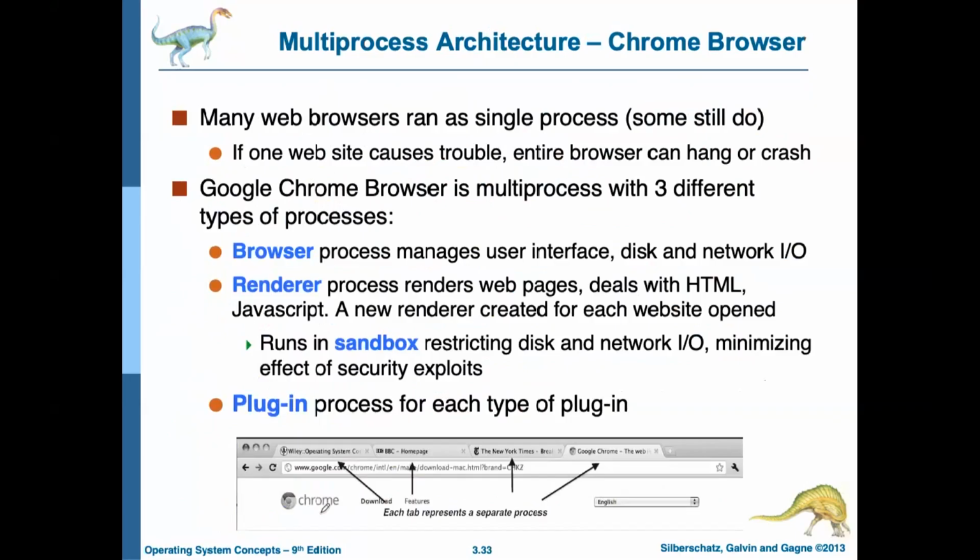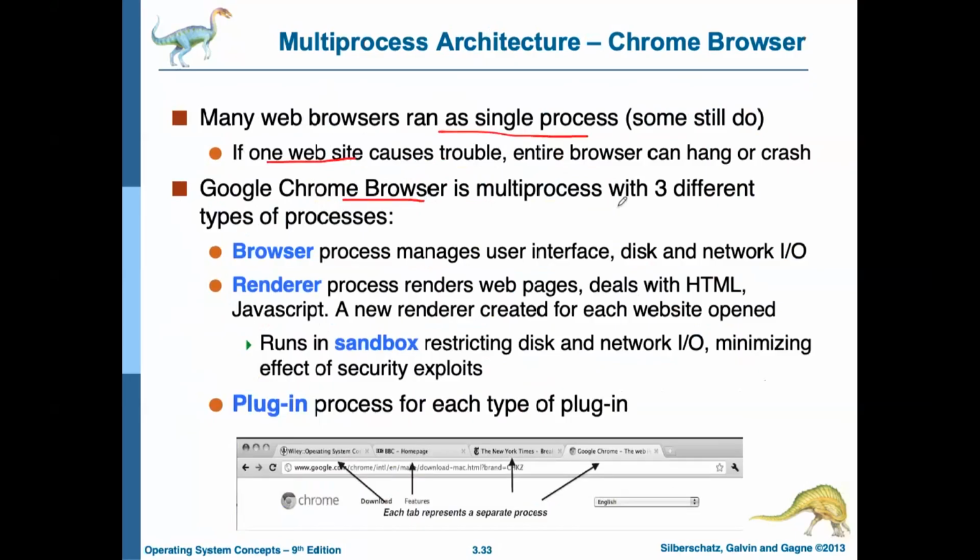To represent the scenario, consider the multi-process architecture in the Chrome browser. Many web browsers run as a single process. Some still do. If one website causes trouble, the entire browser can hang or crash.